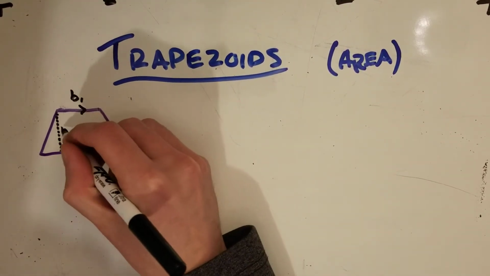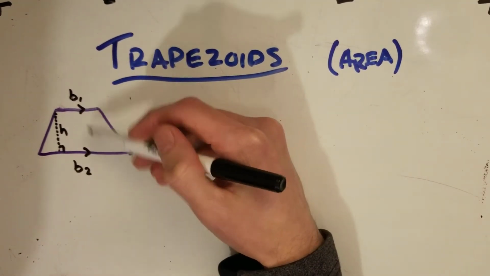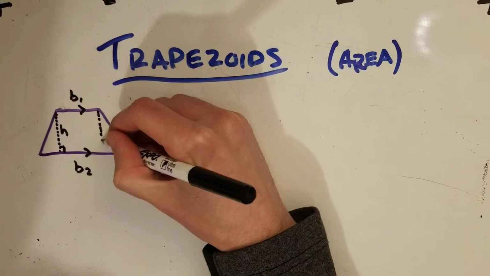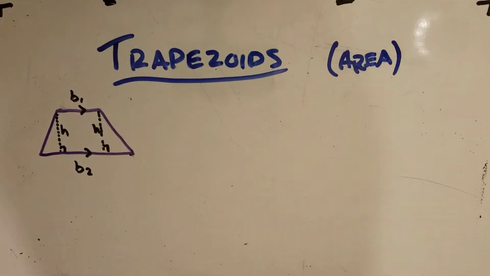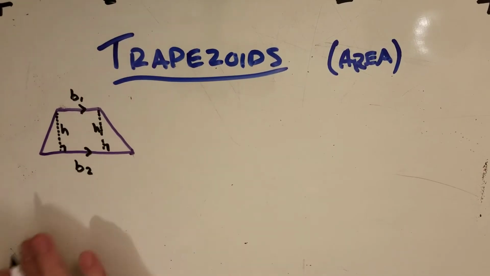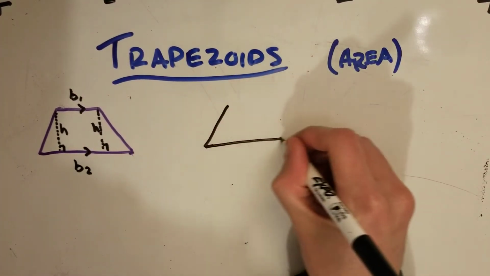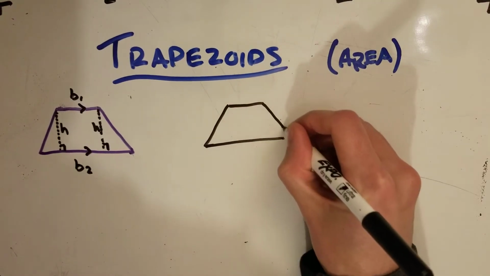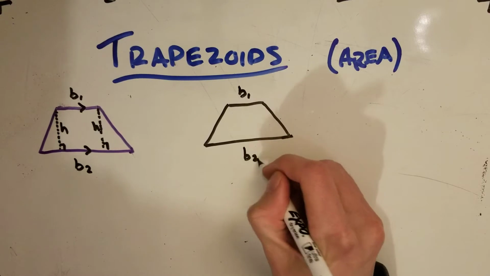So this right here would be the height, and really anywhere from that B sub 1 to B sub 2, a perpendicular line down, even one right here, would also be the height. So that's the height of our trapezoid. I'm going to redraw this because I want to come back to that one. Let's say we have a trapezoid like this, and I'll use the same labels, B sub 1 and B sub 2.